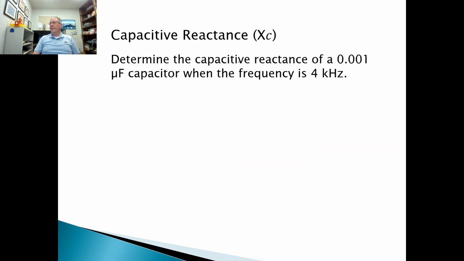So determine the capacitive reactance of a 0.001 microfarad capacitor when the frequency is 4 kilohertz. So on that one, you just say 1 over 2 pi, then the frequency is 4 kilohertz times 0.001 times 10 to the negative 6 farads, and you end up with 39.8 kiloohms.